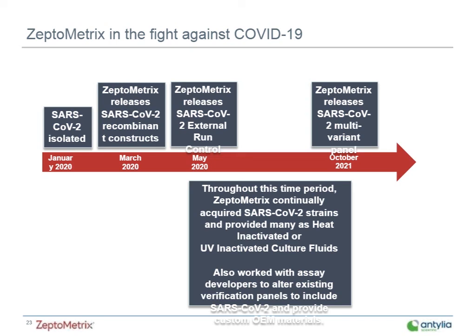Zeptometrics also carries a number of panels and controls with known performance on common point of care tests and IVD tests, and we work with some of these assay developers to add SARS-CoV-2 into these existing controls and panels to help customers. And we've also provided a lot of custom OEM materials throughout this time period. And as recently as October 2021, Zeptometrics released a SARS-CoV-2 multivariant panel. And really, we continue to innovate and add products as needed.